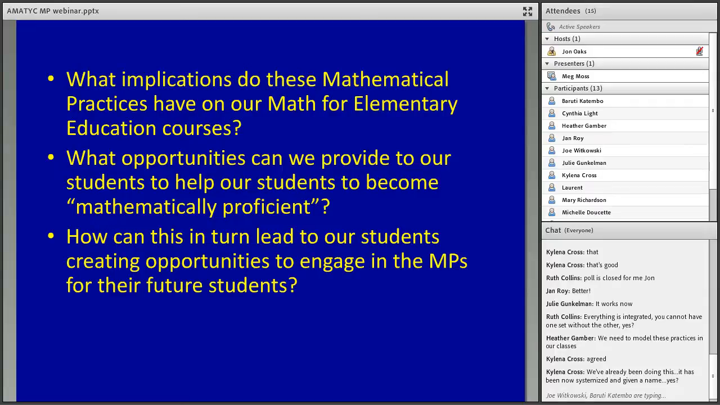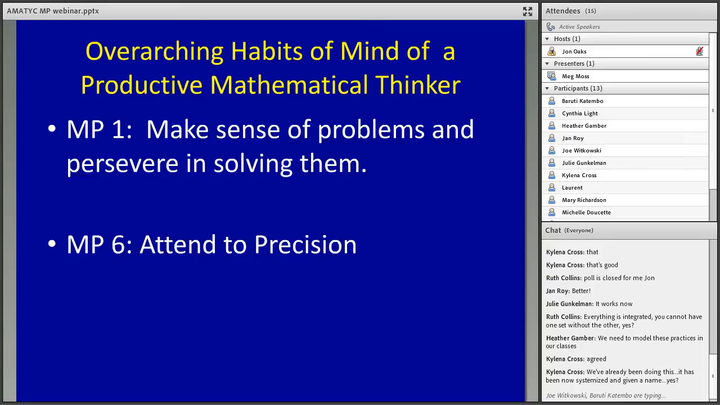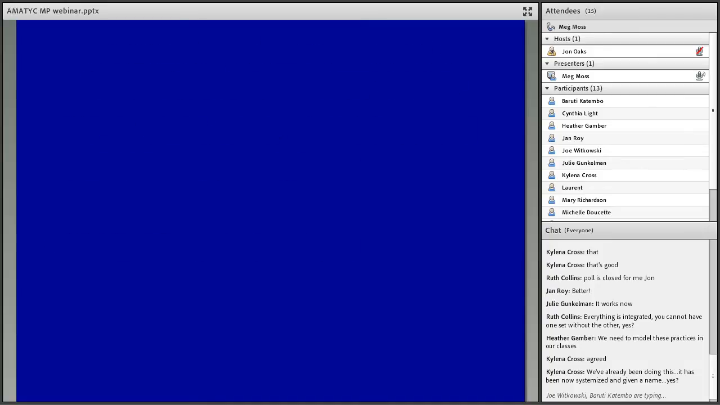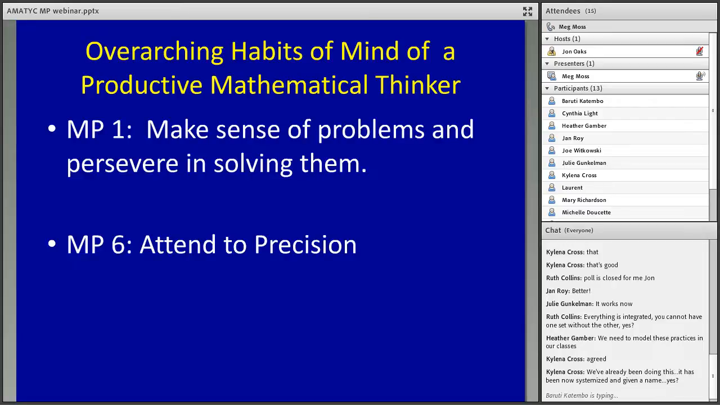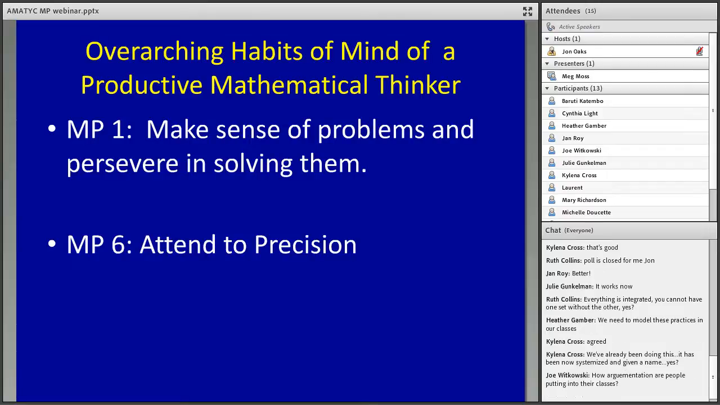Exactly. All right. So I know you have lots of great ideas for all these three questions. I know they're large questions, but in the interest of time, let's delve more deeply into each of these mathematical practices. Okay. So the first grouping, the overarching habits of mind of a productive mathematical thinker. Okay.